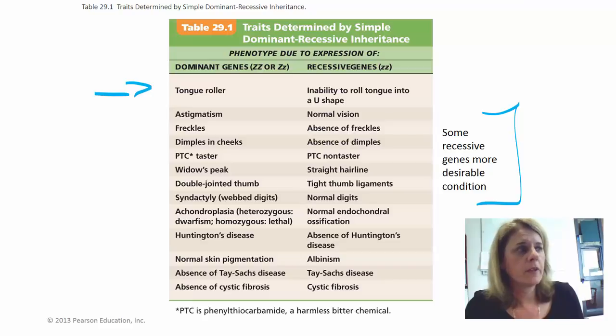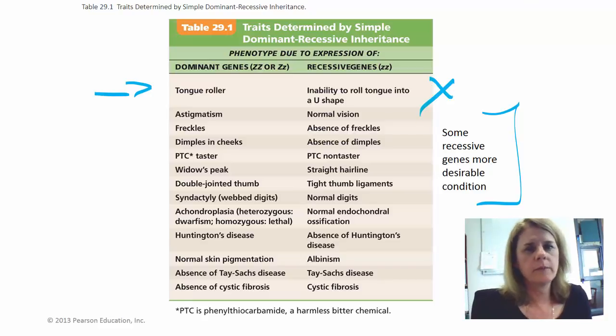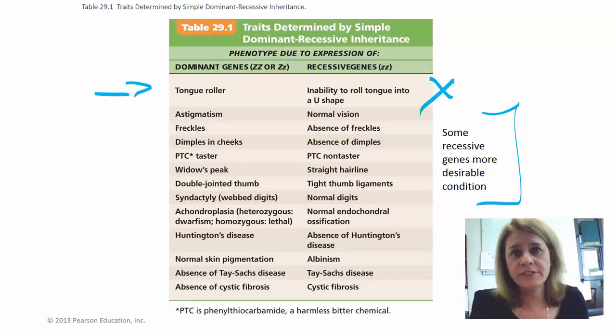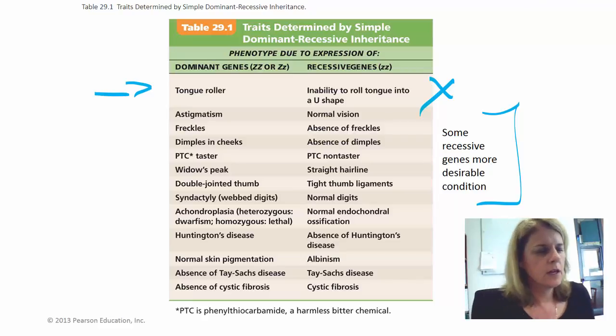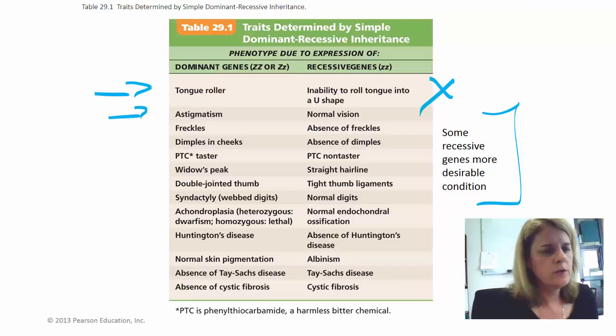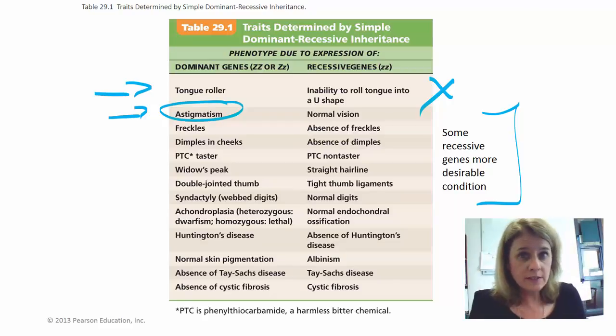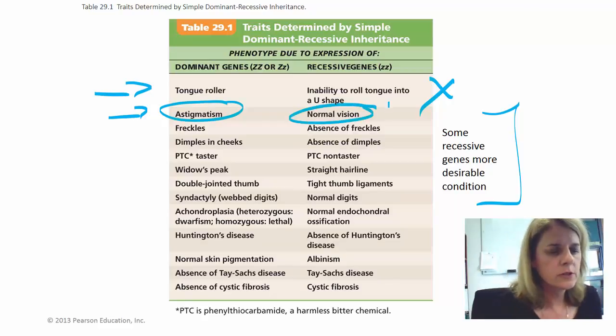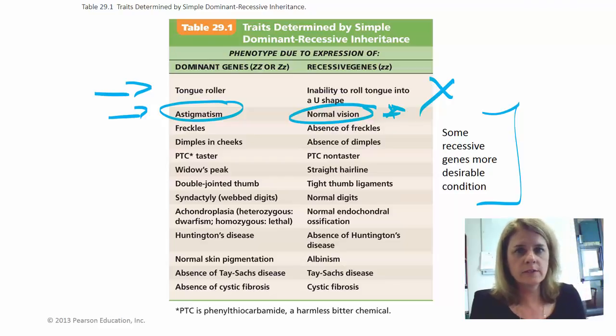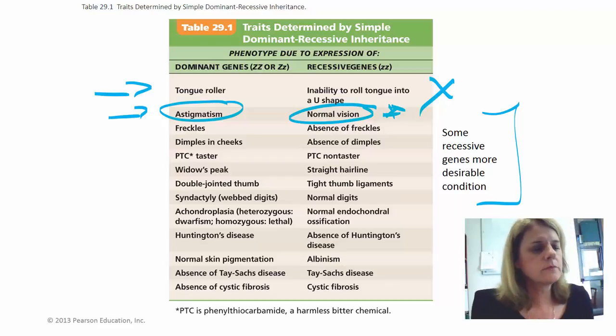You can't do that. Does it matter? No. So really, it doesn't matter which one you get. Neither one's desirable. It just is what it is. But what about vision? If you have the dominant gene, you get astigmatism, which is a misshapen cornea. If you have the recessives, you have normal vision. So in this case, that's the desired trait. So having the two recessive genes, that's the good one.